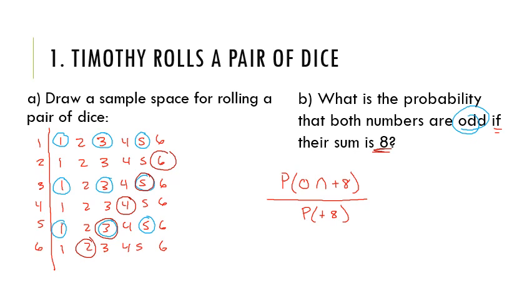All right, so probability of odd and 8. How many were circled with both blue and red? There's just 2 of them. And then the probability of 8, how many circled were in red? 1, 2, 3, 4, 5. So 2/5. Okay, so that makes sense. You have to find the probability of both things happening and then put it out of the probability of your condition. So if the sum is 8, that's the condition.